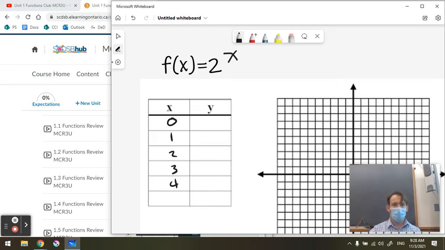So what's my y value going to be if I have 2 to the 1? 2. Yeah, and then how about down here? 2 to the 2? 4. 2 to the 3? 8. 2 to the 4? 16.